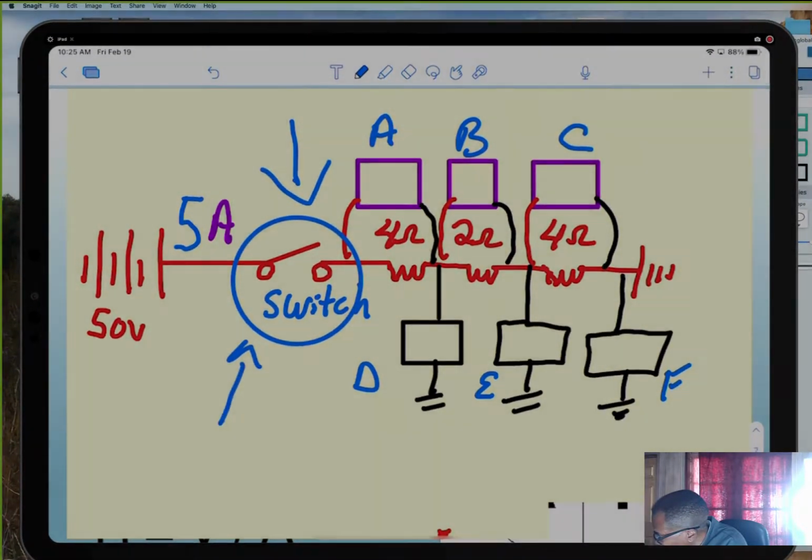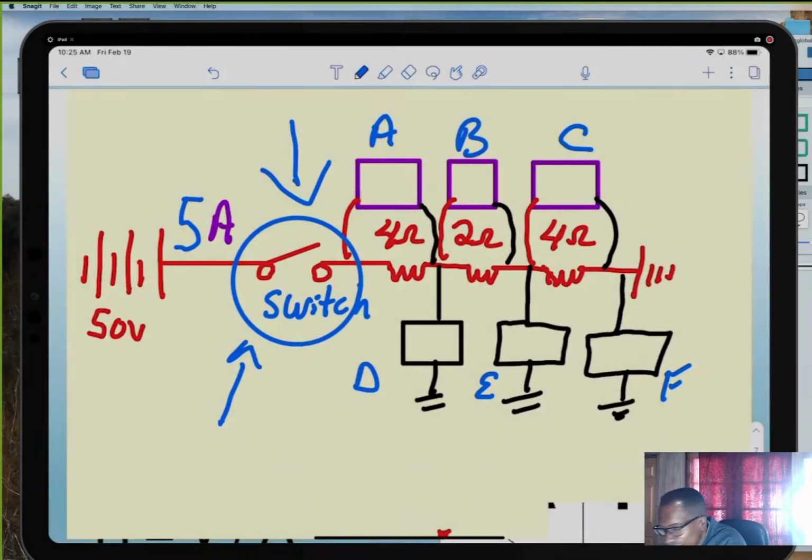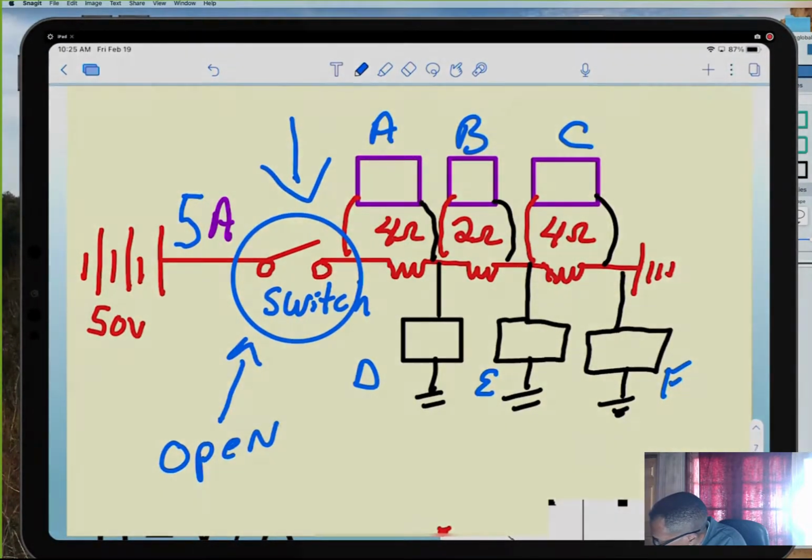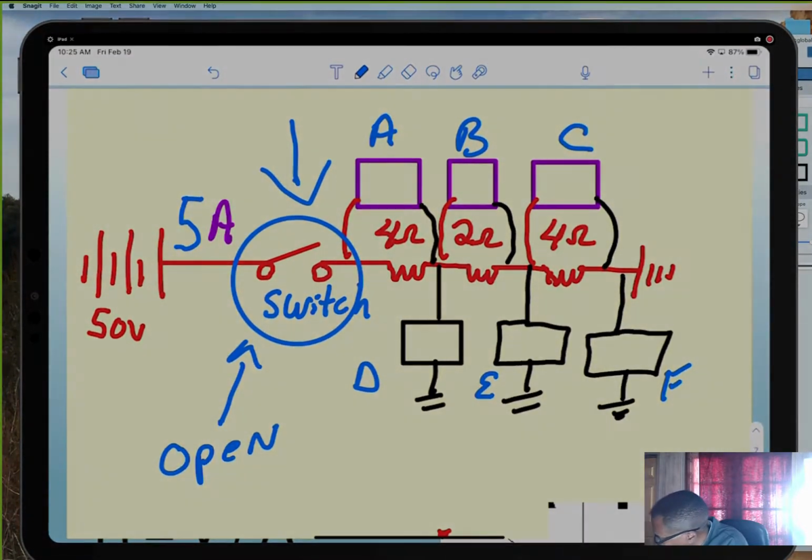What's this called right here? When the switch is in that position, what's that called? It's an open circuit, right? And we said this earlier. In an open circuit, there's no current flow.